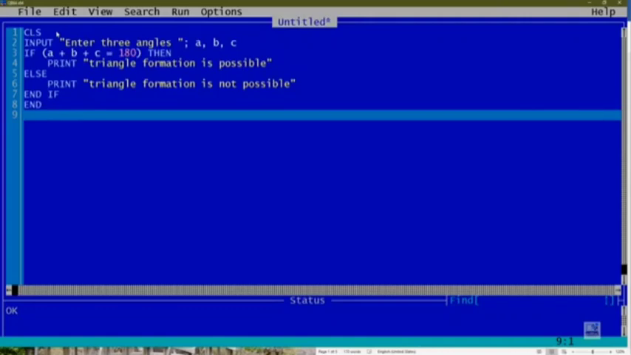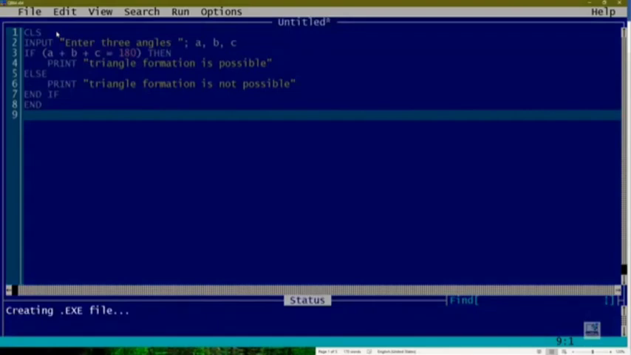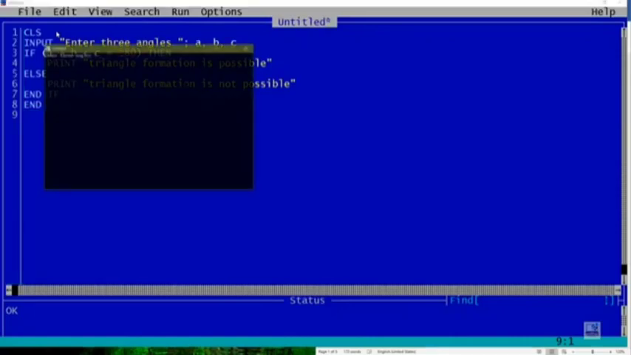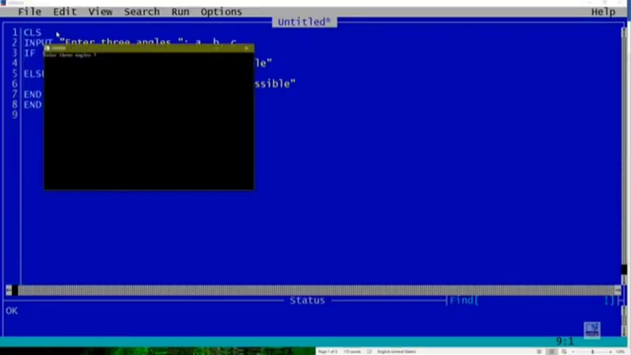Let us run the program by pressing F5. Output window is coming up. So it is asking me enter three angles. If I enter 50, 70, 60, so I can see 50 plus 70 plus 60 is 180, so it will display triangle formation is possible because the sum of the three angles I have given is equal to 180.